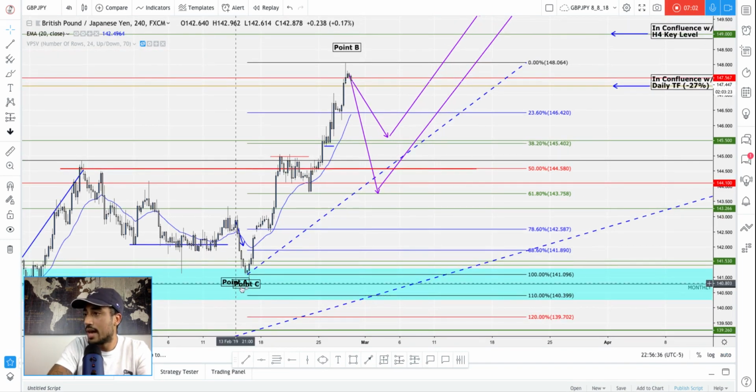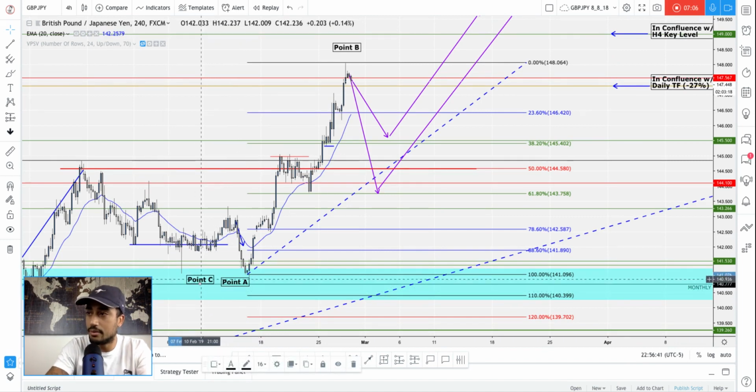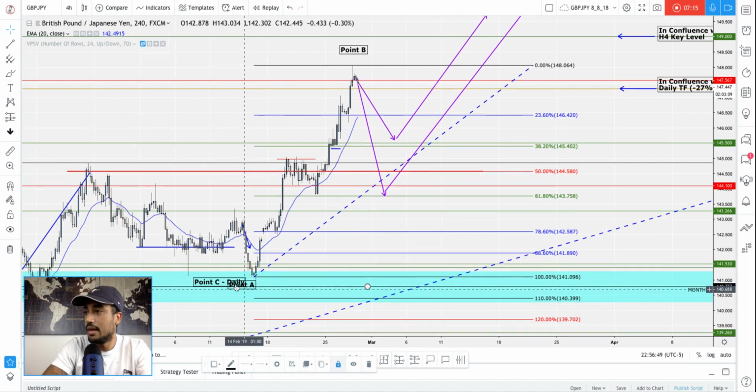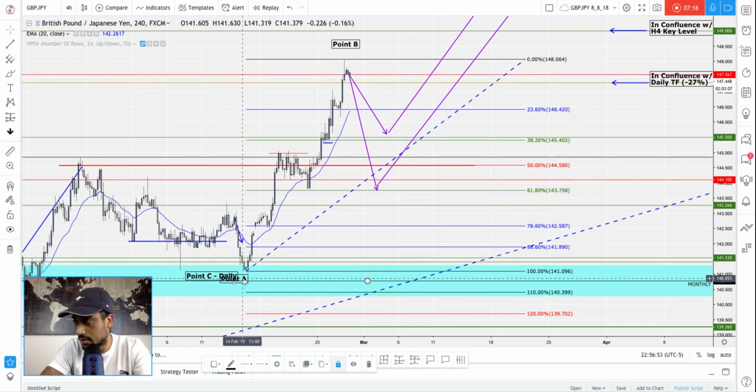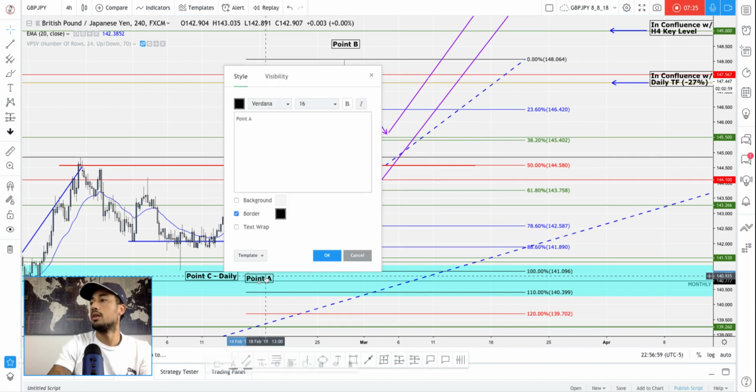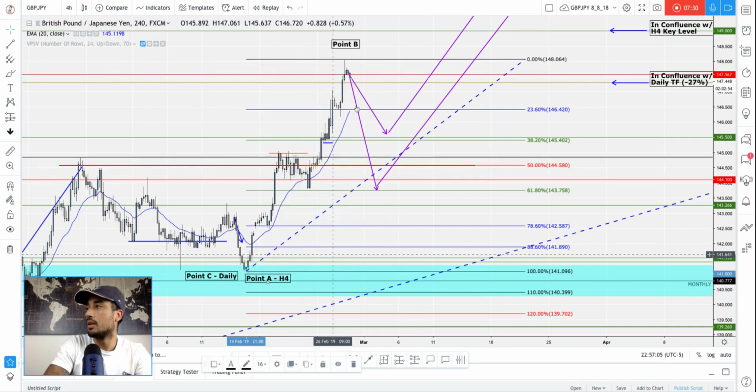But what I saw is the fact that point C on the daily time frame is our point A for the H4 time frame. And that point B is for H4. So point A, point B, I'm looking for this to pull down. It may not, and that's completely fine. May not be now.